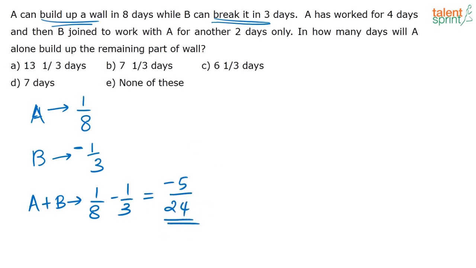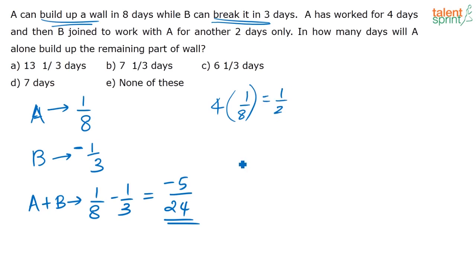This will be the work done by them put together. Basically, they are doing negative work, right? More of breaking happens because B is breaking more. Okay, let us keep this here. Now, what have they given? A has worked for 4 days. So in 4 days, how much work will A complete? See, in 1 day, A is doing 1 by 8 of the work. So in 4 days, A would have done 4 into 1 by 8. Correct? Or that is equal to 1 by 2.